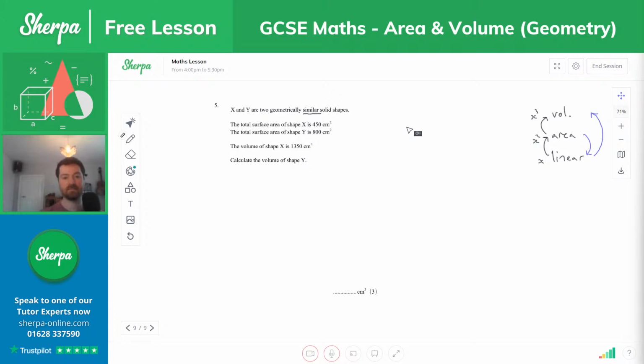Otherwise, we end up with indices with fractions in them, and some of you will be very comfortable with doing, say, x to the 2 over 3 or x to the 3 over 2. But I'm going to avoid that for this one, and we're going to keep it fairly straightforward. So first of all, I can work out my area scale factor, can't I?